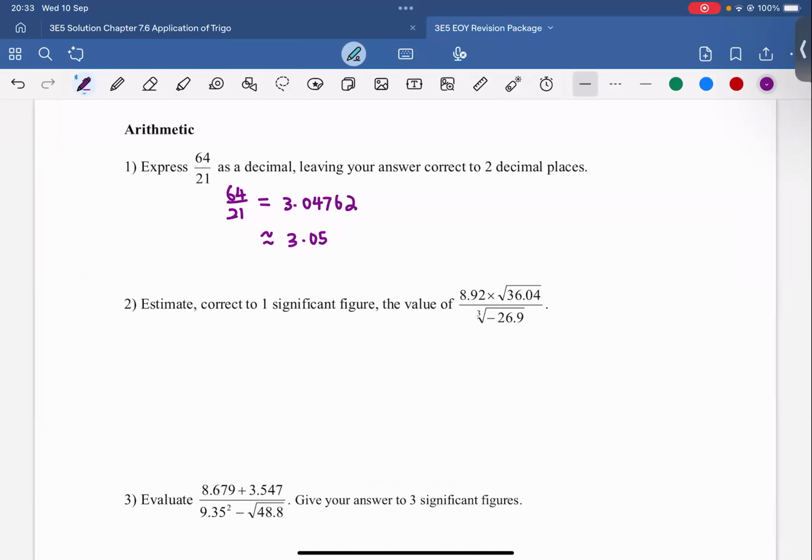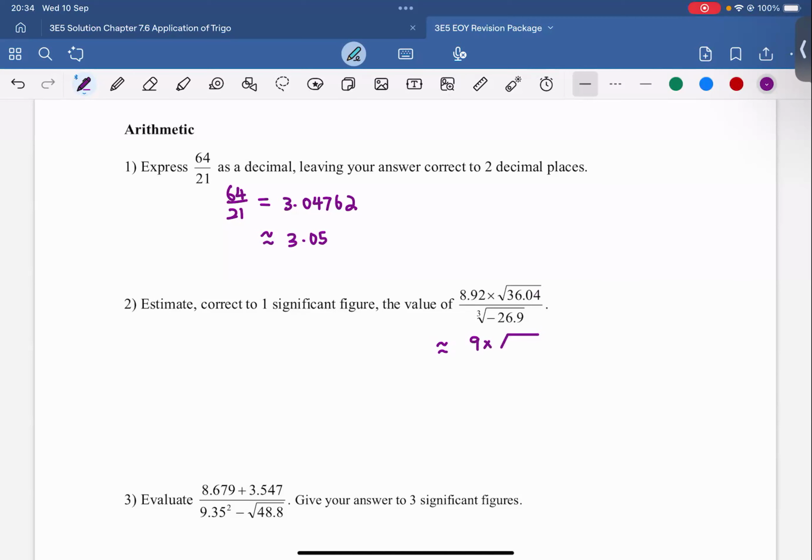Okay, next, correct to one significant figure, the value of this. Same thing, just press your calculator. Estimate lah. Actually, this one is an estimation. You should not be pressing your calculator. Sorry, you should change them to nice numbers. Okay, so 8.92 estimate is 9.